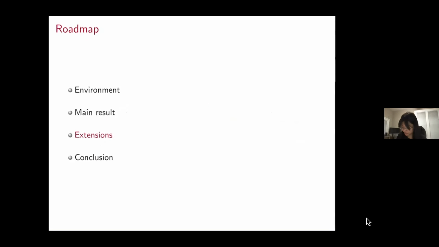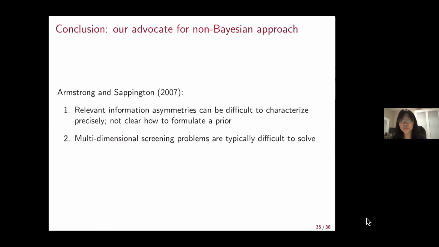Now, I have 2 minutes. I'll skip the extensions, and I would actually talk a little bit about why we choose this approach, this worst case regret approach. This goes back to Anton's question at the beginning. First of all, we want to advocate for a non-Bayesian approach. The reasons are summarized by this survey by Armstrong and Sappington, right?